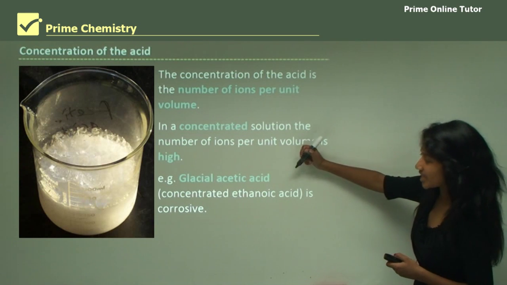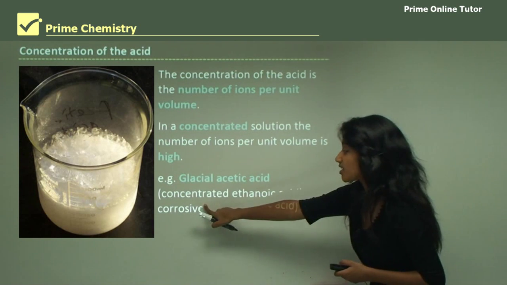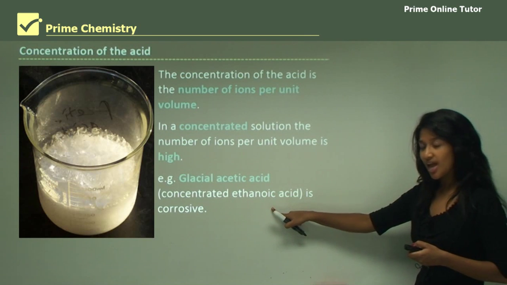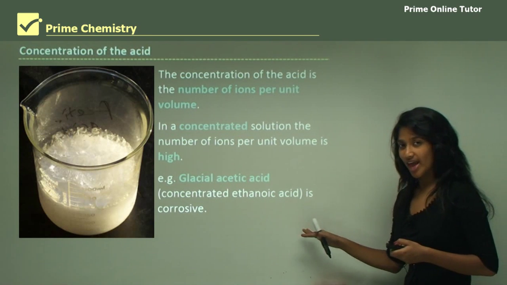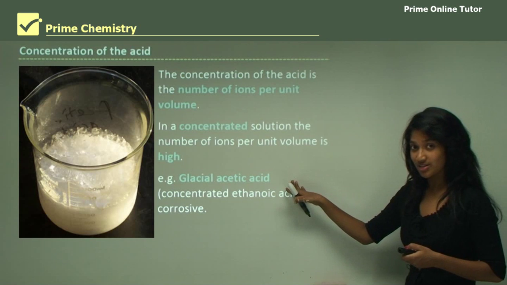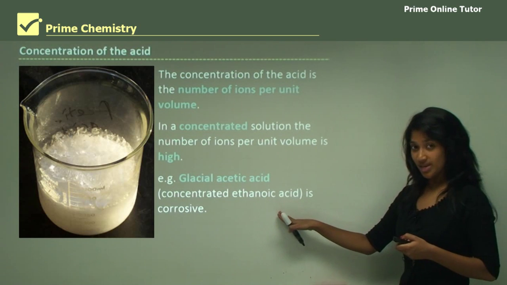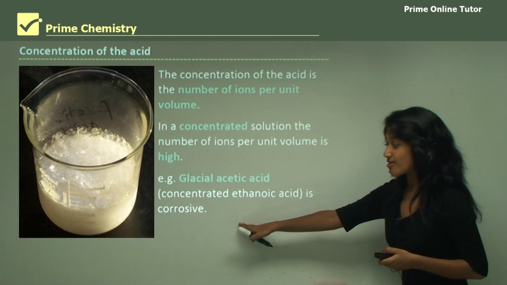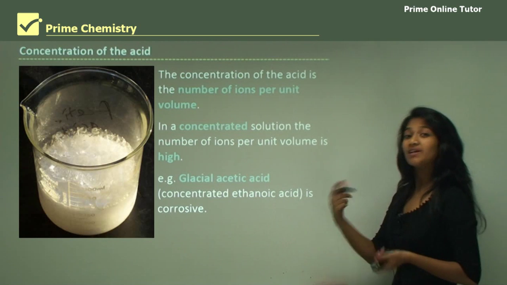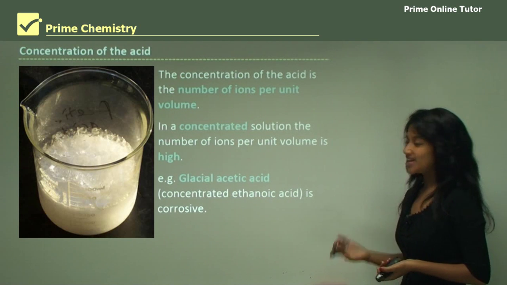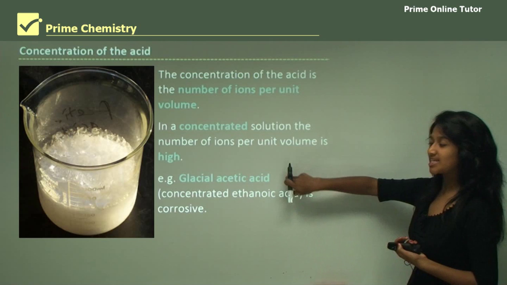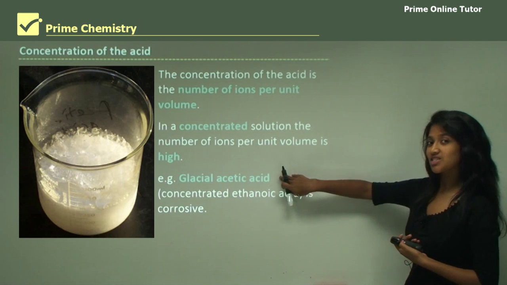So for example, we have glacial acetic acid, which is concentrated ethanoic acid. And we know it's concentrated ethanoic acid because this substance is corrosive, while ethanoic acid is a weak acid. So if it's corrosive even though it's a weak acid, there's going to be a lot of such particles, meaning that glacial acetic acid is going to be a concentrated acid.